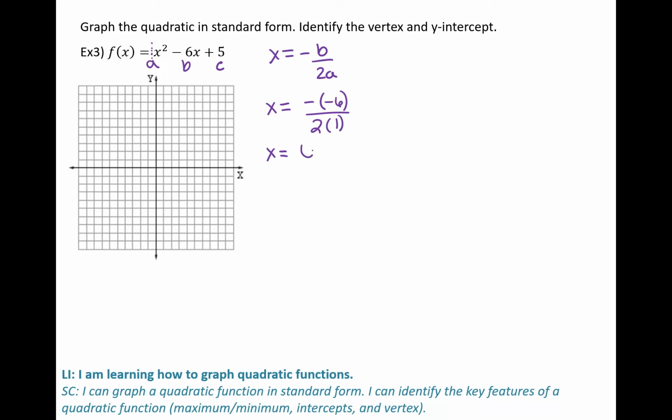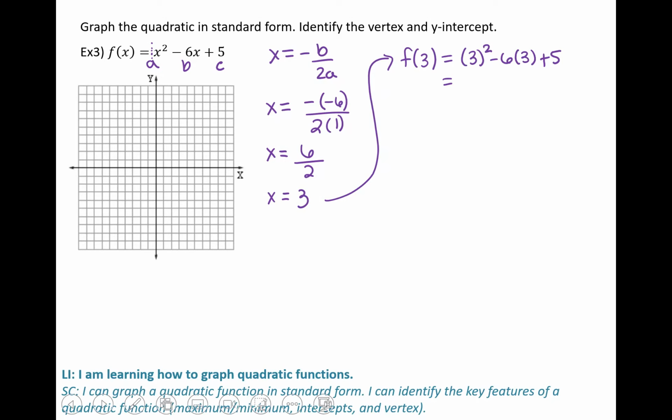Negative times negative 6 is 6. 2 times 1 is 2, and I get 3. Then I'm going to go back and plug that into my equation. So this time I'm using function notation, so I replace the x with 3. And then I have 3 squared instead of x squared, minus 6 times 3, and plus 5. And then simplify 3 squared. Remember exponents and parentheses first, so 3 squared is going to be 9. Minus 6 times 3 plus 5.